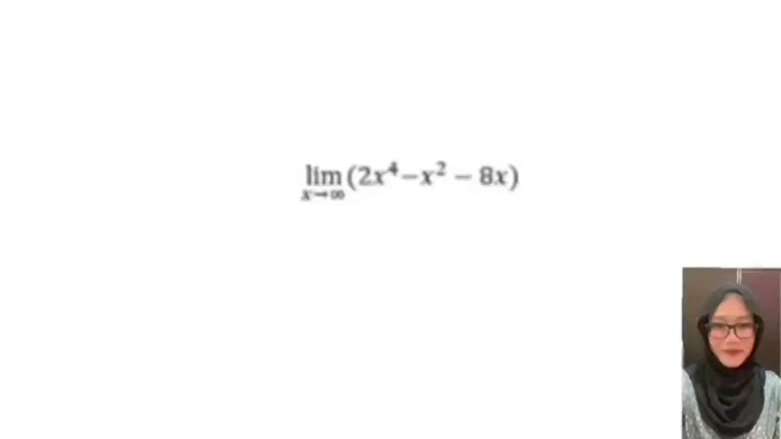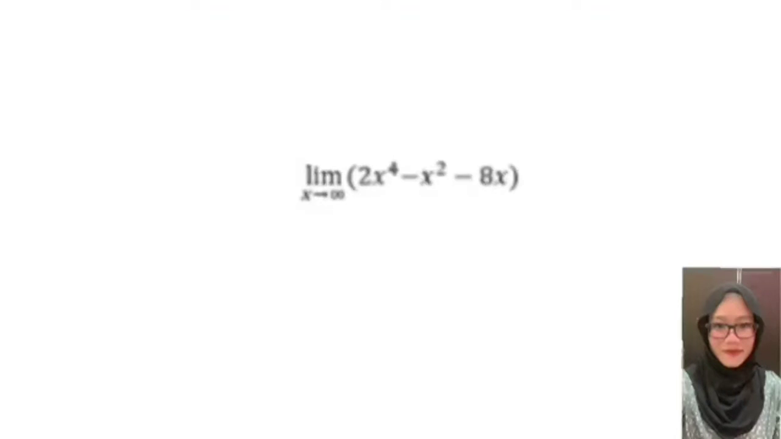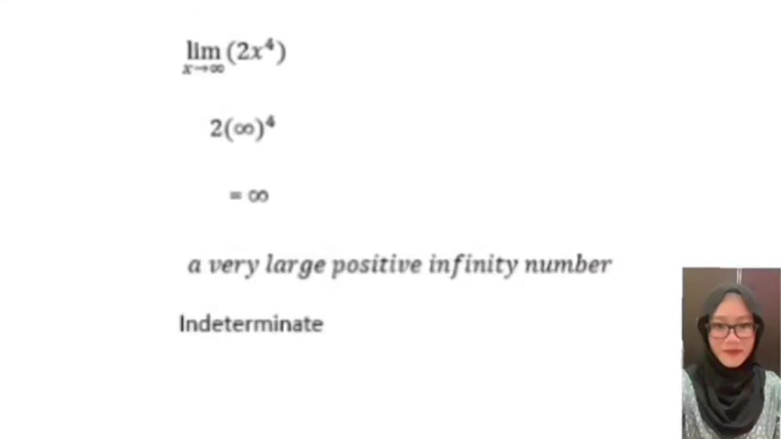Here is some example for you to understand the limit of polynomial. The limit as x approaches infinity of 2x^4 minus x^2 minus 8x. We can't simply substitute infinity into x because it is wrong. So how should we evaluate this? First, you need to find the highest power of x. And from this equation, 2x^4 is the highest power among all of it. Then you just ignore the rest of the equation and substitute infinity into 2x^4. So the answer is positive infinity.